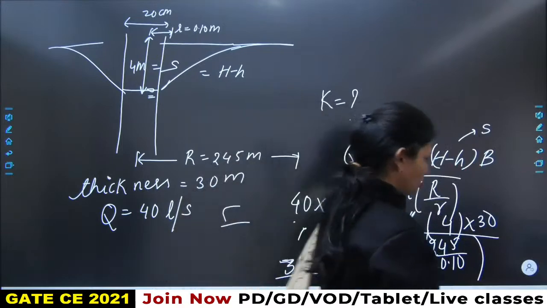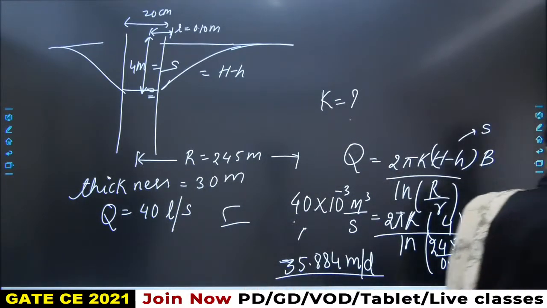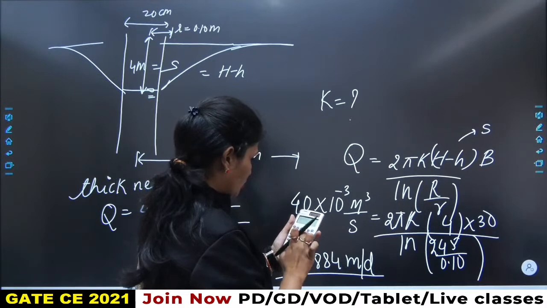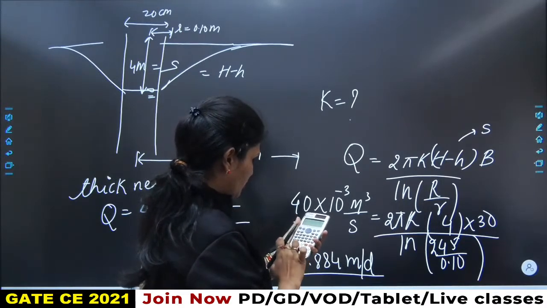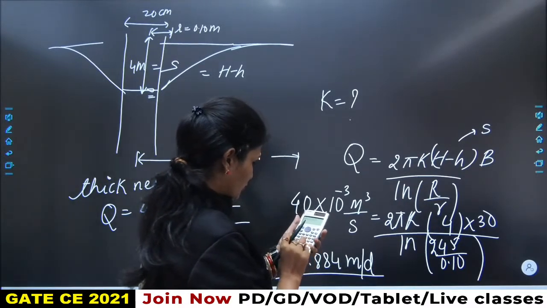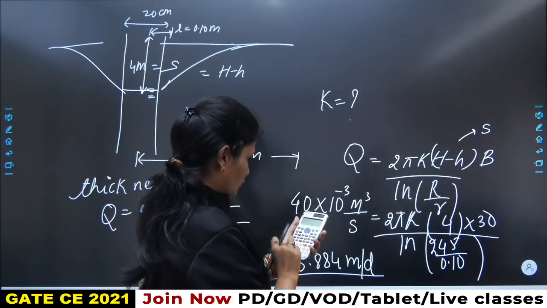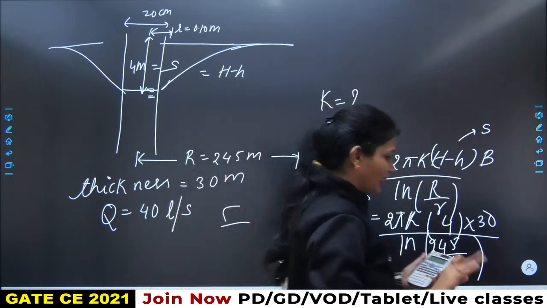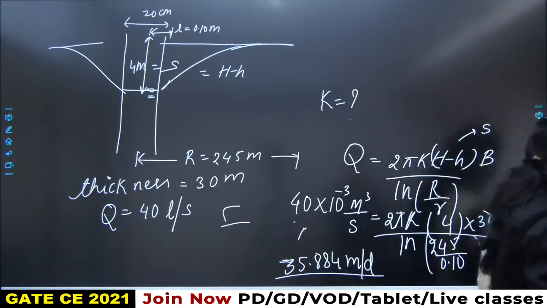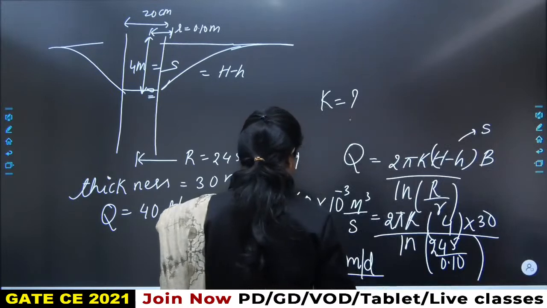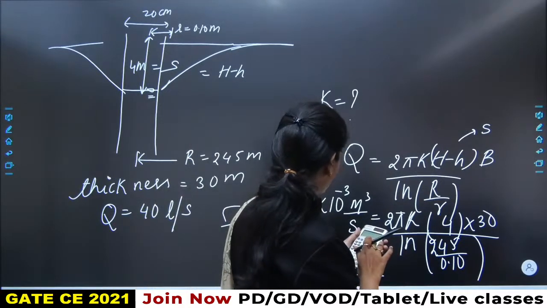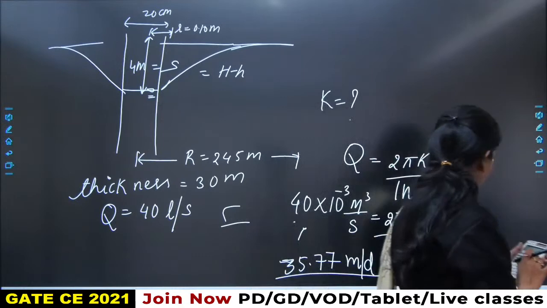If you want, I can do the calculation quickly, that will be much easier. So it's 40 into 10 raised to power minus 3 into log of 245 by 0.10, divided by 2 pi into 4 into 30, times 86400. I am getting 35.77, 35.7701. It was 245 only, right? Yeah, I got this much answer.